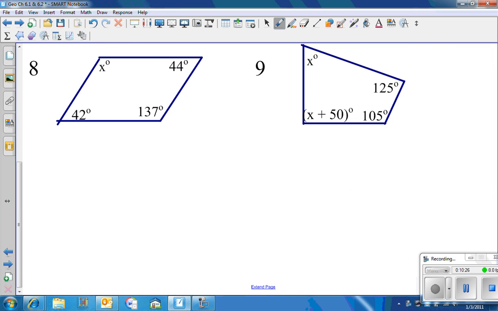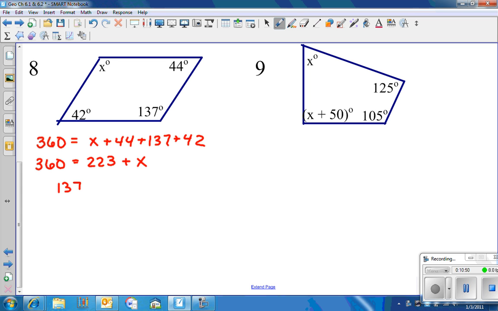Moving down to 8. Again, all four angles add up to be 360. So we know that 360 equals x plus 44 plus 137 plus 42. We combine like terms. Subtract the 223 from both sides. And x equals 137. All right, 9, notice I have two different measures that are missing.